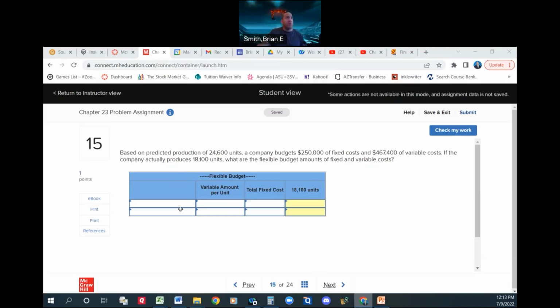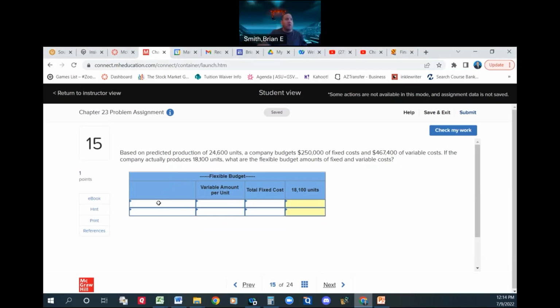All right, so based on a predicted production of 24,600 units, the company's budget is $250,000 of fixed costs and $467,400 of variable costs. If the company actually produces 18,100 units, what are the flexible budget amounts of fixed and variable costs?